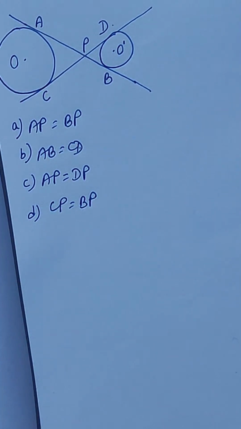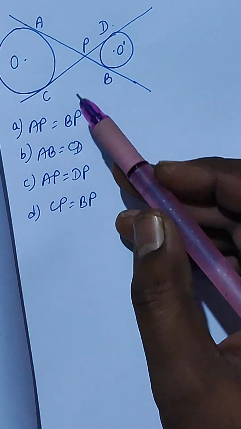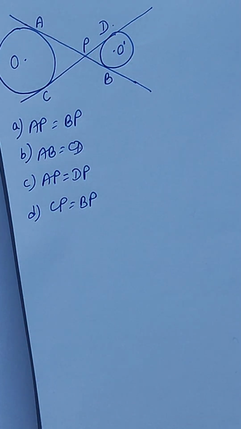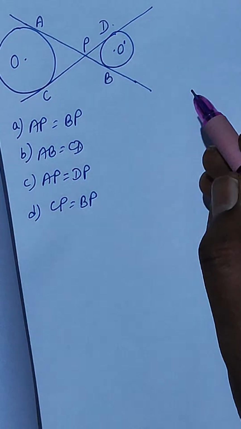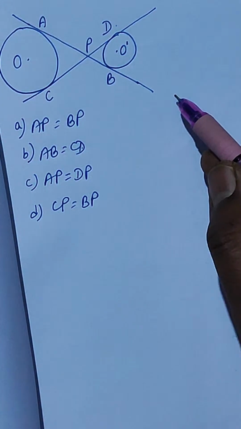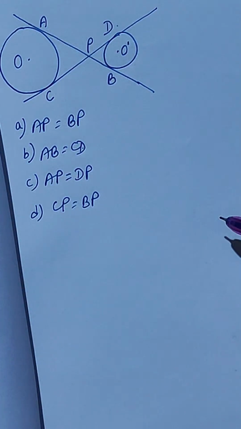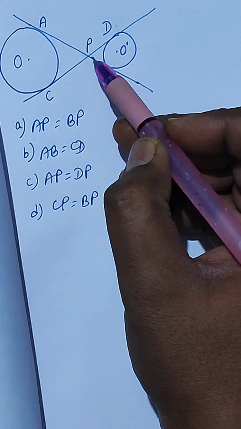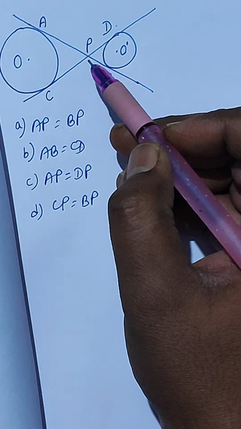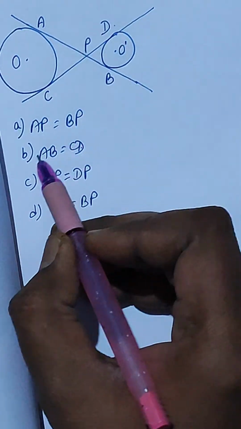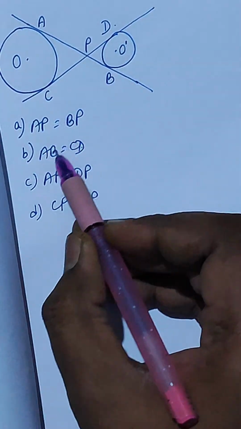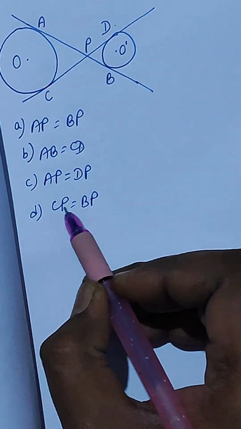So let us take the first question, where AB and CD are the two tangents of the two circles of unequal radii that intersect each other at a point P. So AB and CD are the two tangents to the two circles, intersecting each other at P. Which of the following relations will be valid? AP equal to BP, AP equal to CD, AP equal to DP, or CP equal to DP.